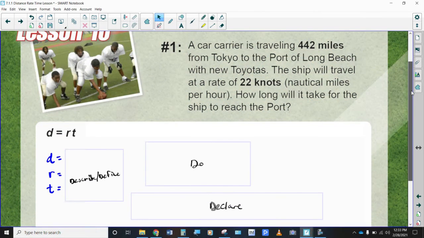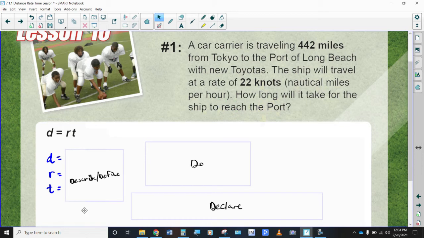All right, so first problem says a car carrier is traveling 442 miles from Tokyo to the port of Long Beach with new Toyotas. Okay, so the distance from Tokyo to port of Long Beach is way more than 442 miles, but they are within 442 miles of the port of Long Beach, and they originally were in Tokyo. Okay, so the ship travels at a rate of 22 knots, which is called nautical miles per hour. That's what a knot is. How long will it take for the ship to reach the port?